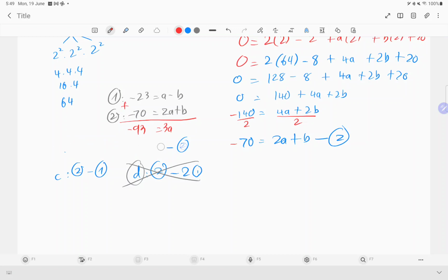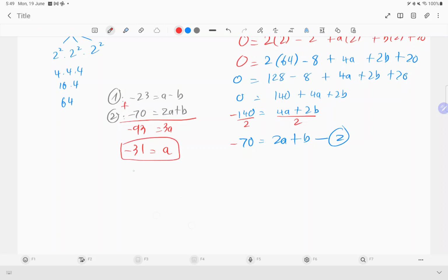Yeah. So negative 31 is equal to a. Negative 31 equals a. See, you've got a already. It's easier than you thought, right? It's actually not too bad for these questions. Okay, and then how do we solve for b? Would you minus it? Almost. You have to sub this into one of the equations.